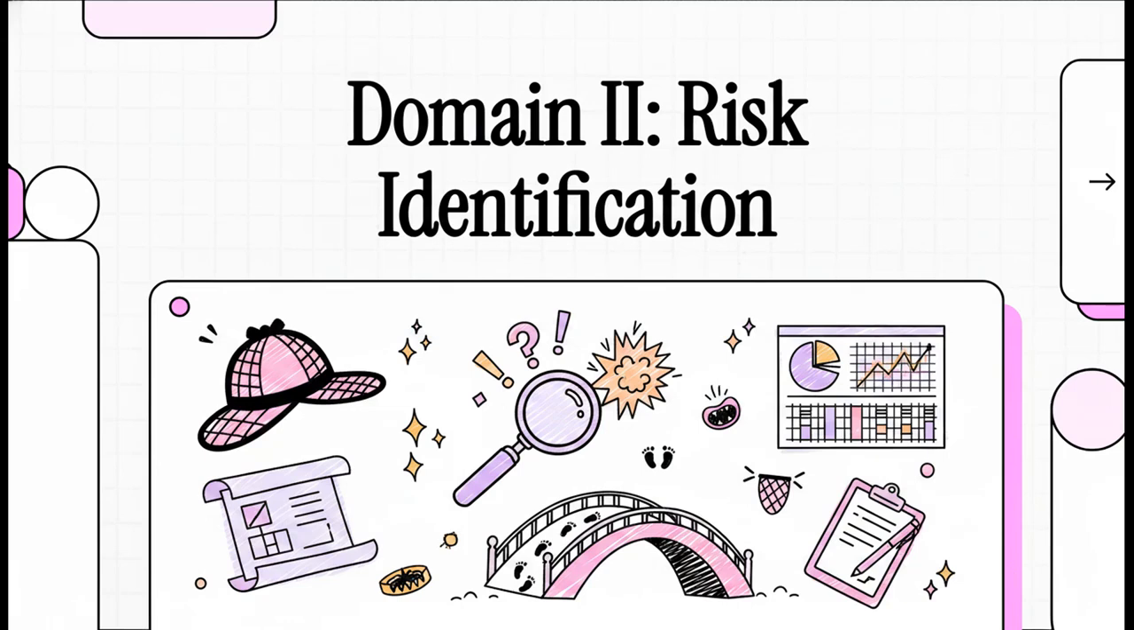Today, we're diving straight into a really critical phase of the PMI-RMP certification course. We are demystifying Domain 2, which is all about risk identification. So, let's put on our investigator hats for a second. Think of yourself as a detective, because honestly, that's exactly what risk identification is.